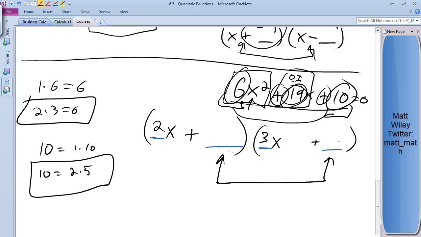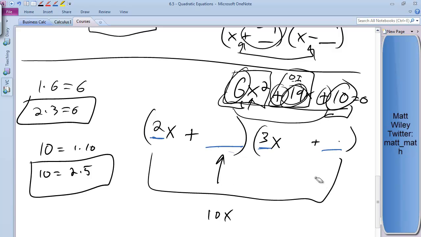If I put the 5 here, that's going to give me, on my outer multiplication, 10x. If I put the 2 here for my inner multiplication, that's going to give me 6x, and that's not big enough for the 19 I'm after. So instead, I'm going to have to be putting it like this.